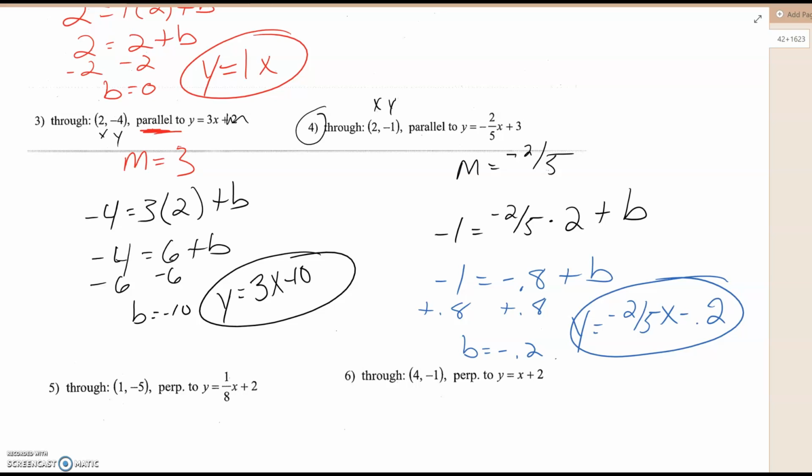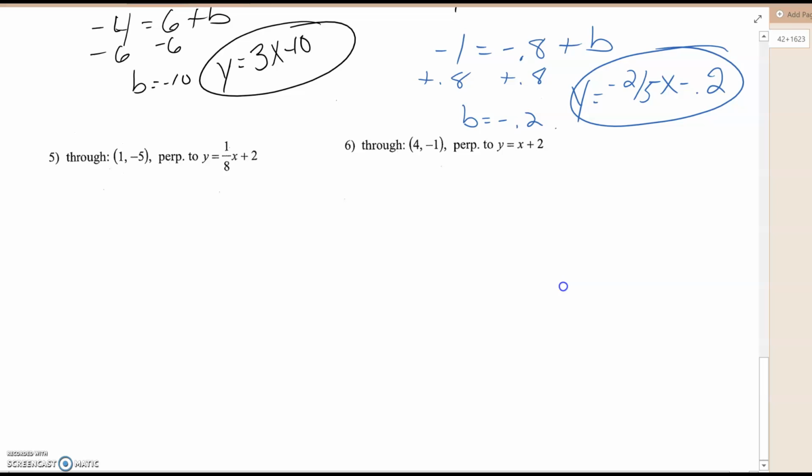Okay. So then if this slope is negative 2/5, I can still plug in my negative 1 and my 2 like I did here. Multiply these two. You can get decimals. Negative 0.8. We did that in class the other day. Add 0.8. Negative 1 plus 0.8. Make sure you use your calculator on that. You should get negative 0.2. So you get negative 2/5 x minus 0.2.